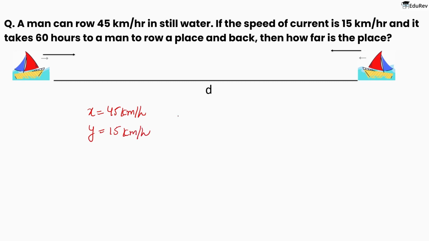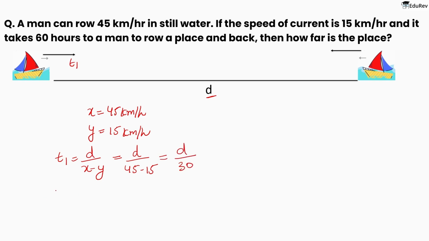Let the distance to the place be d, and time to go upstream be t1. As time is equal to distance upon speed, t1 will be equal to d upon x minus y, because the relative speed moving upstream would be the difference of speeds. So t1 will be equal to d upon 45 minus 15, t1 will be equal to d upon 30.